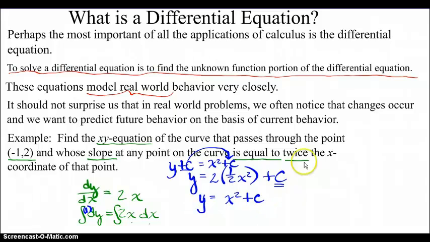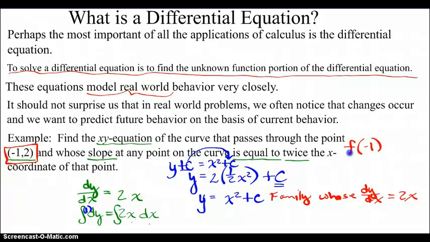Now remember what we have here. This is the family of functions, family, whose derivative, right, equals 2x. They want me to find the specific member of the family that contains the point (-1, 2). Remember, they tell me f of -1 equals 2. Well, there's only one member of this family that contains that point. This anchors me in the plane and lets me pick the one single family member that contains this point.